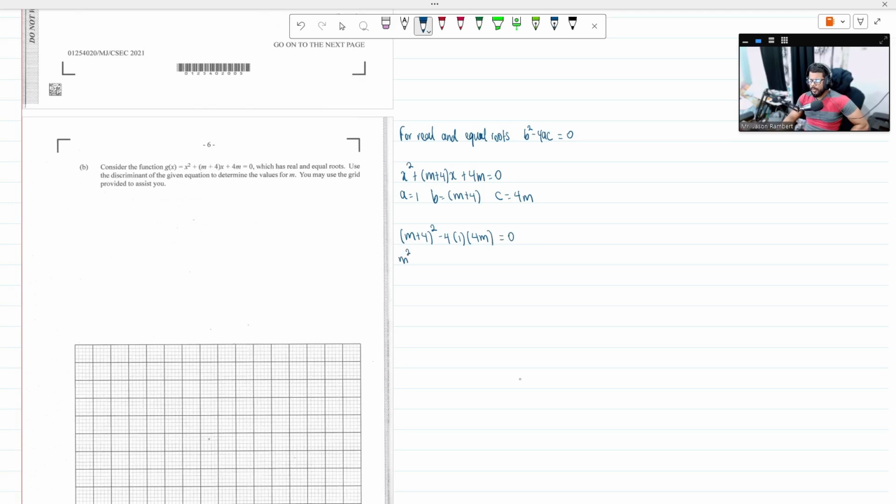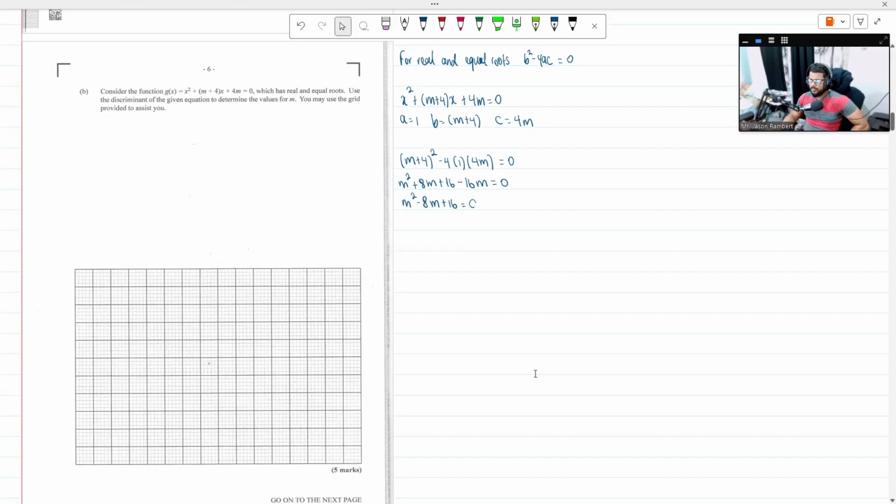I'll get m squared plus 4 2s are 8m plus 16, take away 16m is equal to 0. I'll get m squared minus 8m plus 16 is equal to 0. Half of 8 is 4. This is a perfect square. All right.